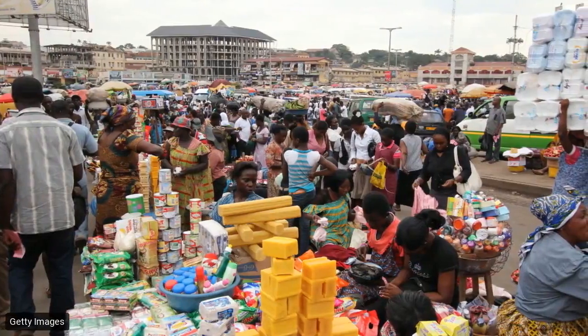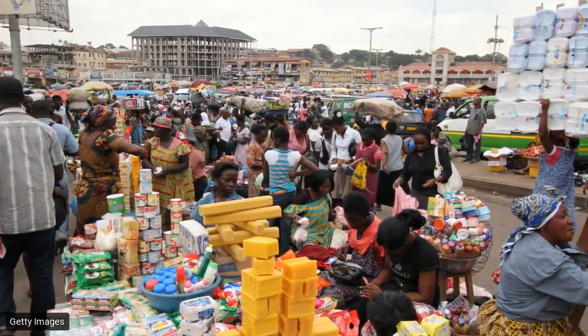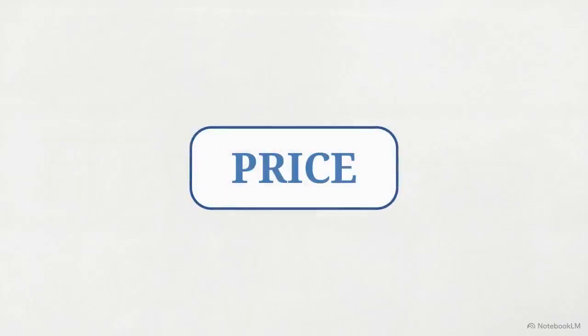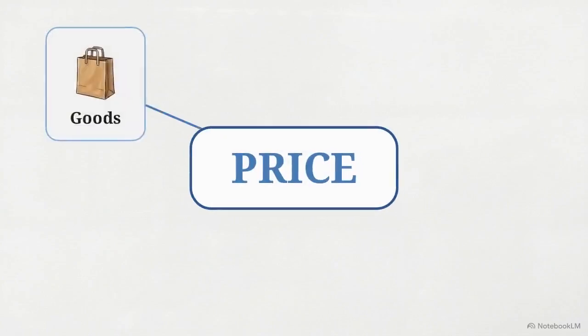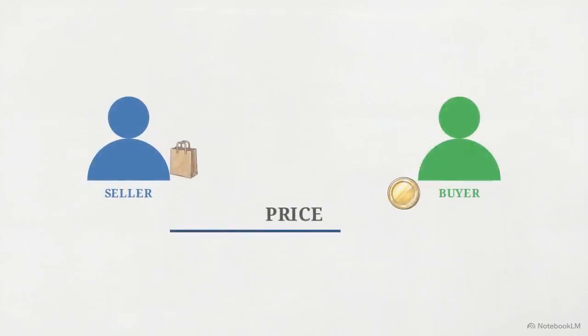Walk through any busy local market and you will notice something specific happening at every stall. Two vendors side by side might be selling the exact same type of yams, yet asking for completely different amounts of money. In economics, we define price as the precise monetary value or amount of money assigned to a good, service, resource, or asset. It acts as the necessary bridge between two people.